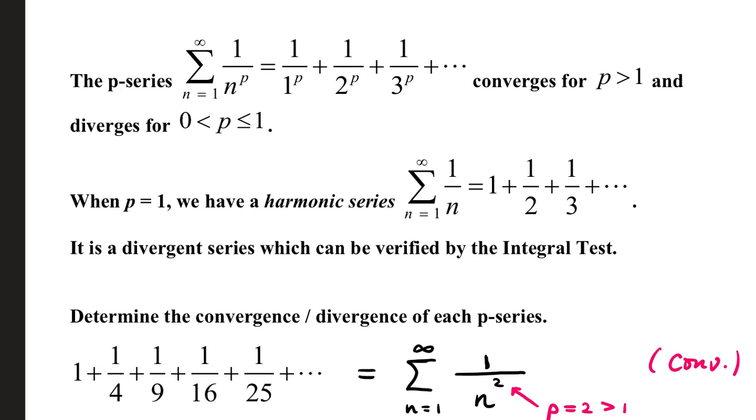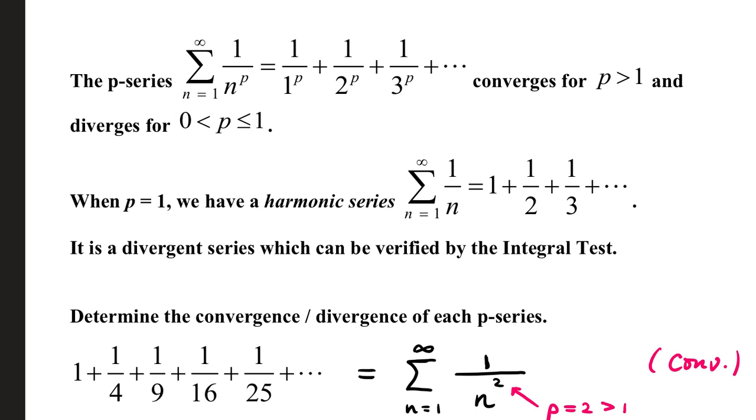For p to be exactly 1, where you'd have the sum from 1 to infinity of 1 over n, this is called a harmonic series. 1 plus half plus third plus fourth and so on. It is divergent. You can verify that with the integral test. This antiderivative is natural log of x. As x gets large, so does natural log of x, and so it will be divergent.